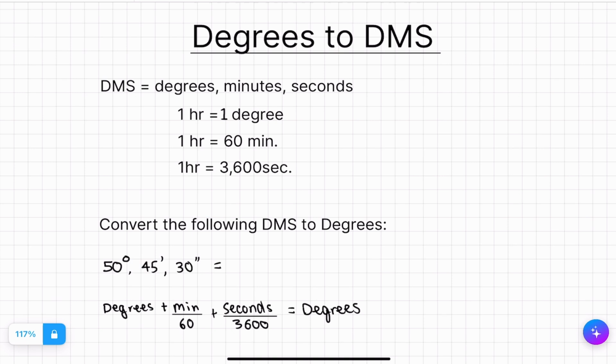This video covers how to convert decimal degrees to degrees, minutes, and seconds, and degrees, minutes, and seconds back to decimal degrees. This is important because latitude and longitude coordinates can be written using DMS.